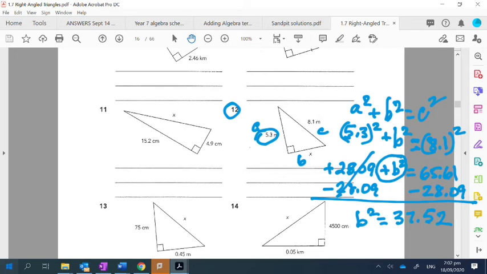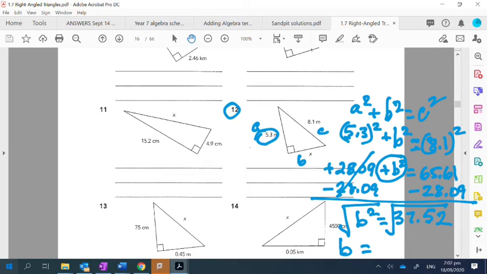No, you need to square root both sides. I've got to unsquare it by taking the what? Square root. Square root of what? Both sides. What's the square root of B squared? B. What's the square root of 37.52, rounded to 2 decimal places?